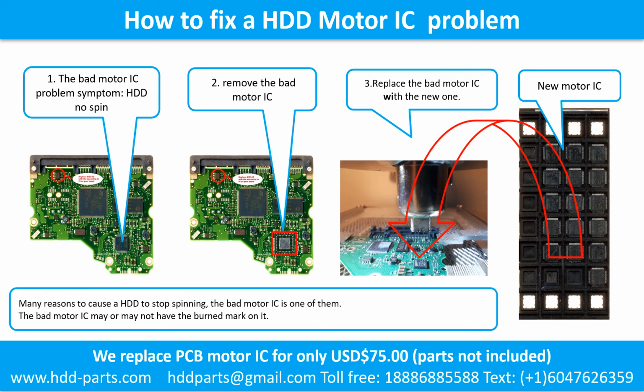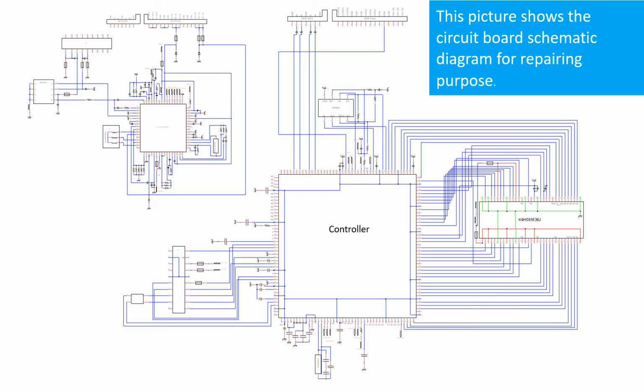2. Remove the bad motor IC. 3. Replace the bad motor IC with the new one. This picture shows the PCB board schematic diagram for repairing purpose.